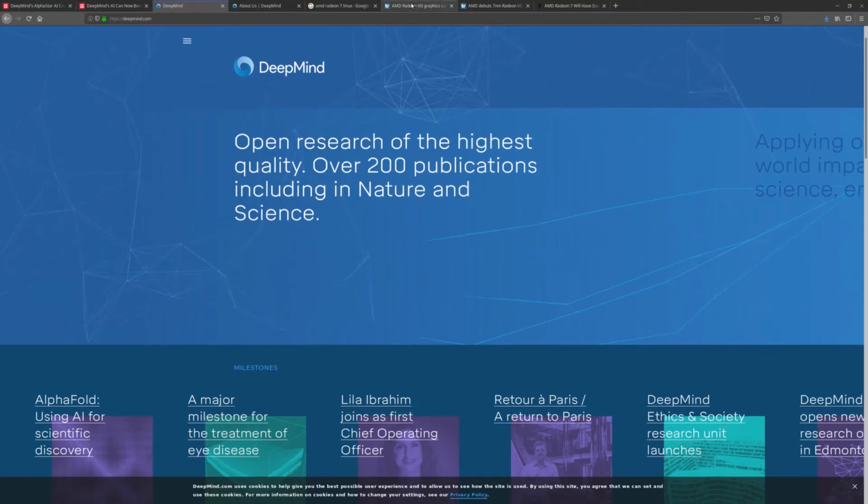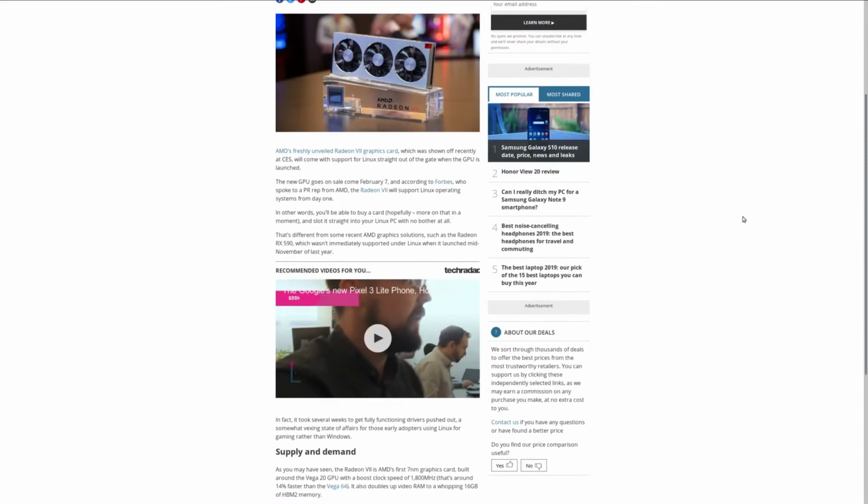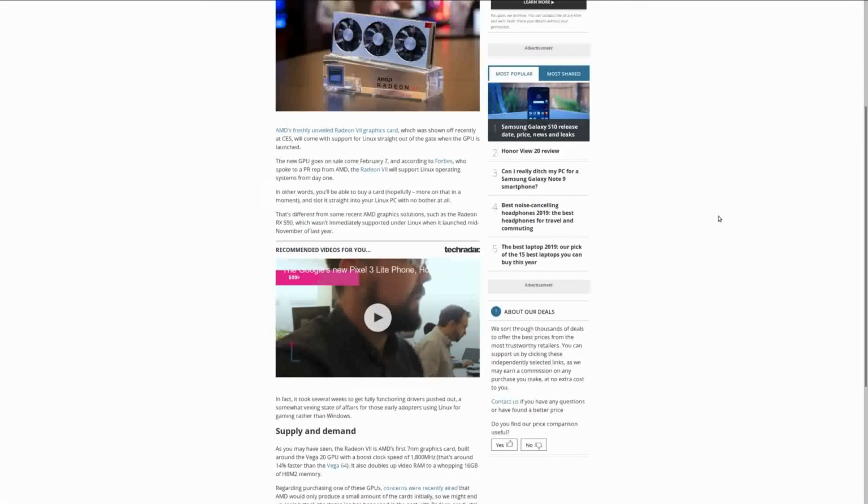So let's go ahead and continue the quote-unquote gaming news with AMD Radeon 7. So this makes me happy. In the recent CES, AMD announced their brand new Radeon 7 graphics card to compete against Nvidia's RTX 2080. And if I'm not mistaken, this is going to be the first 7 nanometer graphics card. And just the specs alone, it's going to be pretty crazy.